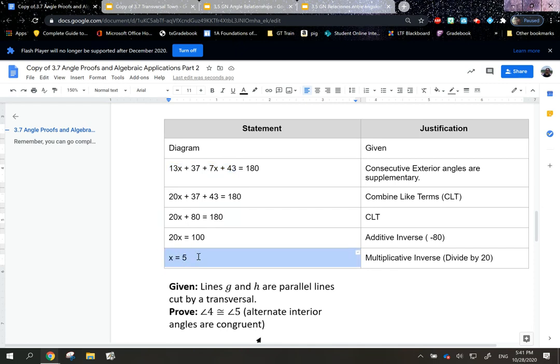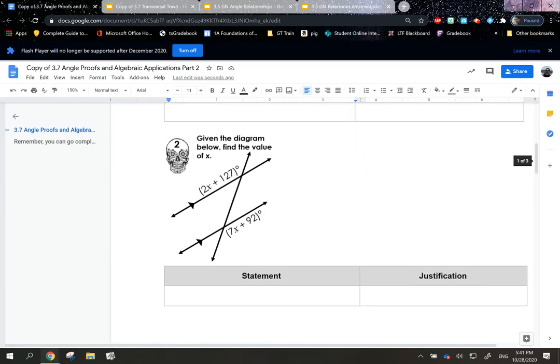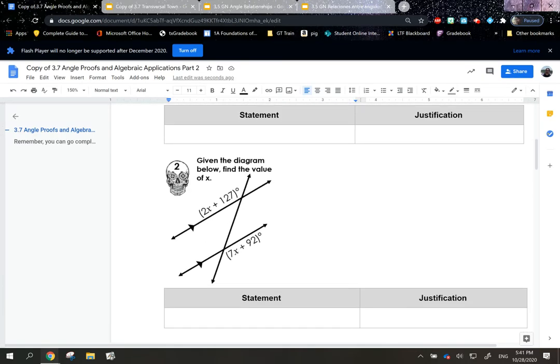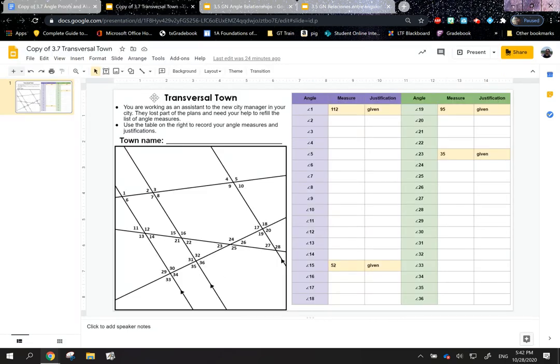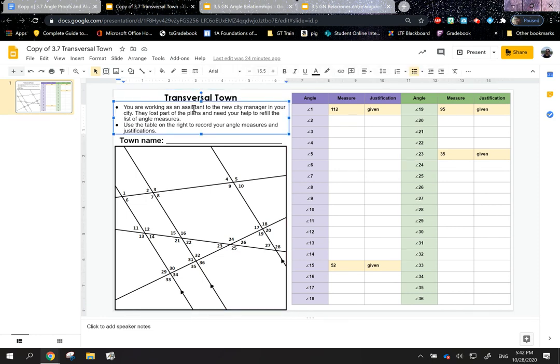Now the rest of these proofs are just like what we've already done, so I'm not going to talk about those. If you need help with those, you can see Miss Caddy's video on lesson 3.6 where she went over those. What I'm going to do instead now is talk about the other assignment that you can do for today for 3.7. This assignment is called Transversal Town. The story here is that you are working as an assistant to the new city manager in your city. They lost part of the plans for the city and they need your help to refill the list of the angle measures at each intersection of each street.